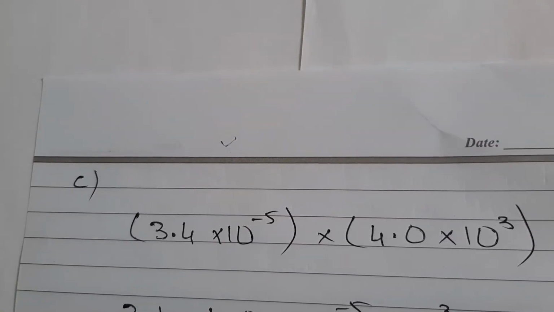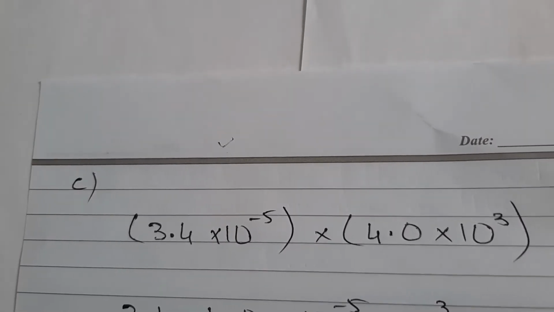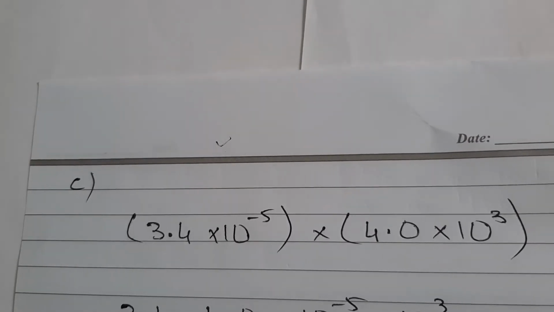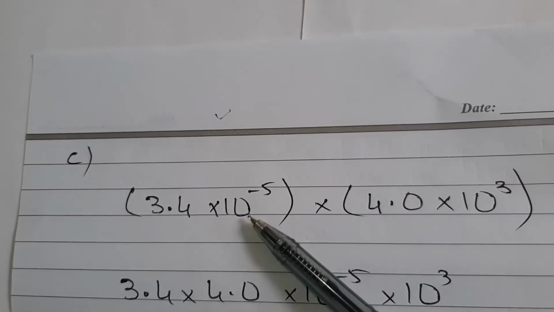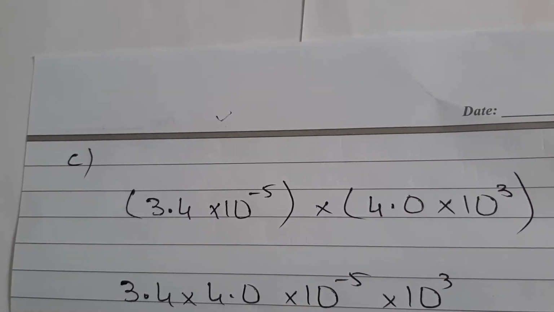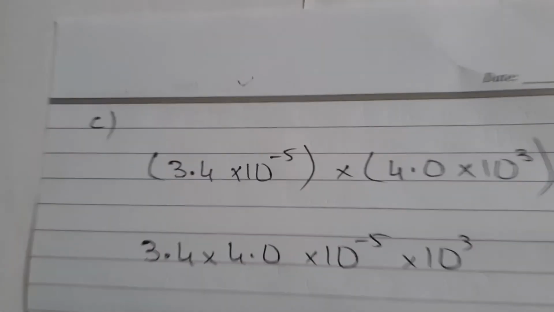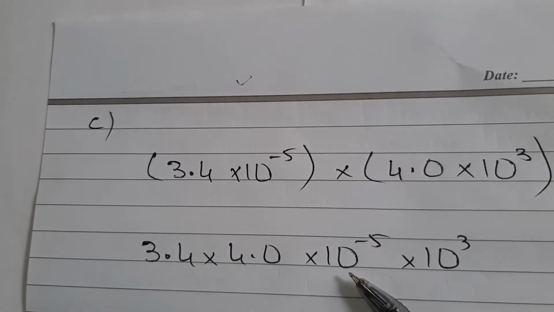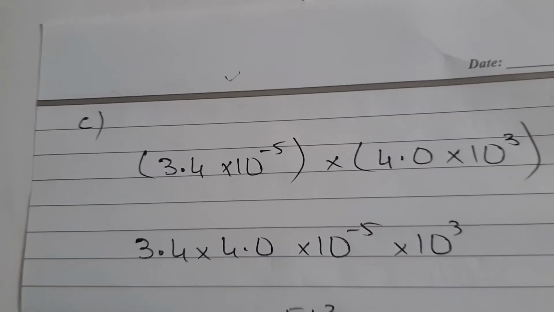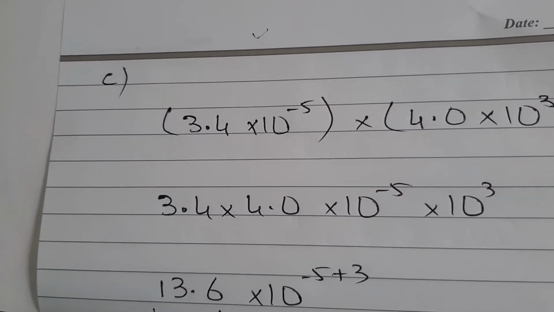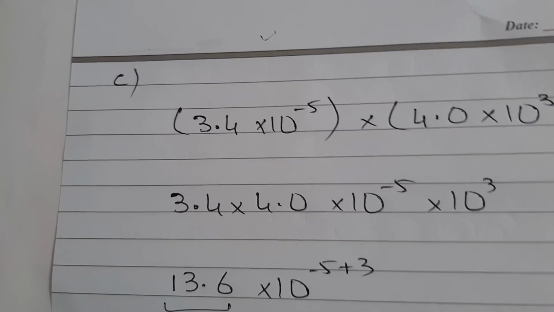Now this is the case of multiplication. You can see here it is written in brackets. Even if you remove the bracket, all the numbers are multiplying here. So you will multiply 3.4 by 4 and this by this, simply, nothing else. I have changed the positions of the numbers to show you what is happening. And then you can multiply 3.4 by 4 and here apply the law of indices. Bases are the same, so powers will add up because there is multiplication. So this is a basic law of indices. And then it will become this, 13.6 into 10 to the power minus 5 plus 3.